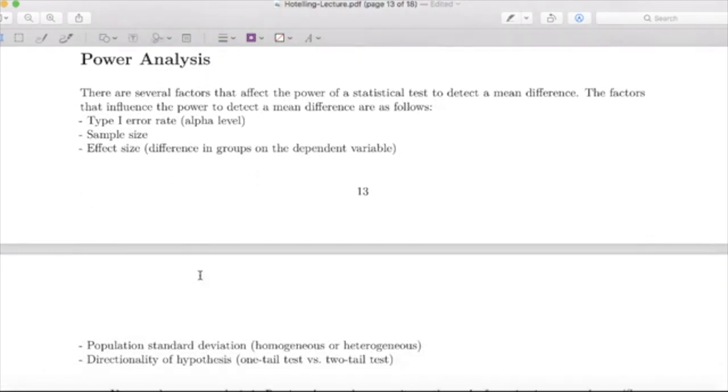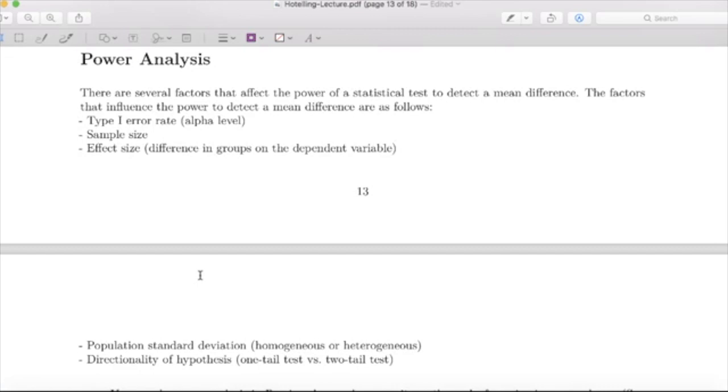So let's talk about power analysis. We're going to be using G*Power again. There's several factors that are going to affect the power of the test. The type 1 error rate, or the alpha level, if you want to think about it that way. The sample size.